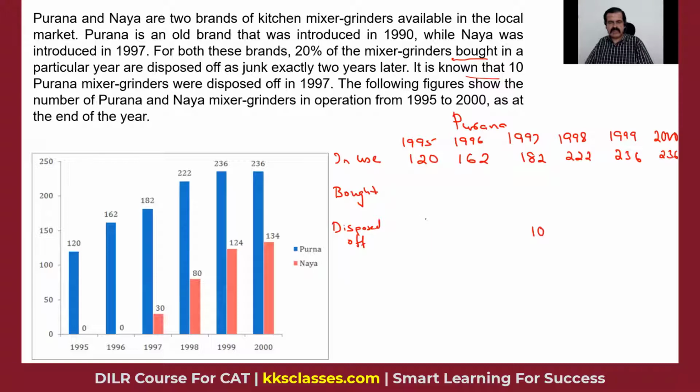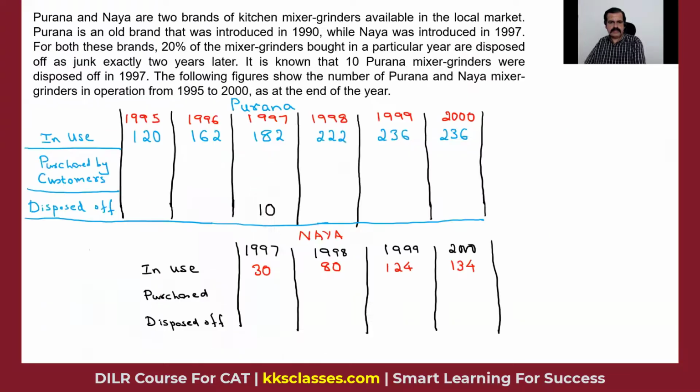So whatever data we have, we put it down on a table. In order to create more space to work it out, let me take a fresh sheet, where whatever data we had in the bar chart, I have put down in the table. All the details about Purana are here, given in the bar chart. This 10 was given here: 10 Purana mixer grinders were disposed of in 1997. Same thing here with Naya also. I have put down the data here, and the figures are available from 1997 to 2000.